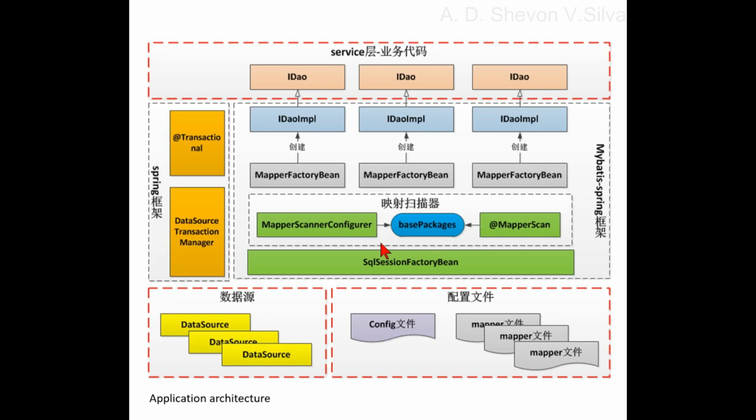The MapperScannerConfigurer relies on SqlSessionFactoryBean and automatically scans the package path based on the package location of the IDAO interface specified by the basePackages attribute to create MapperFactoryBean. A MapperFactoryBean is created for each DAO class. The MapperFactoryBean will create its specific implementation instance for the IDAO interface it corresponds to and inject it into the service layer business code.